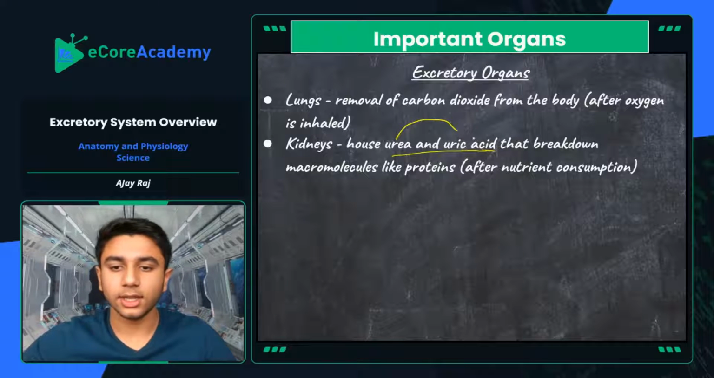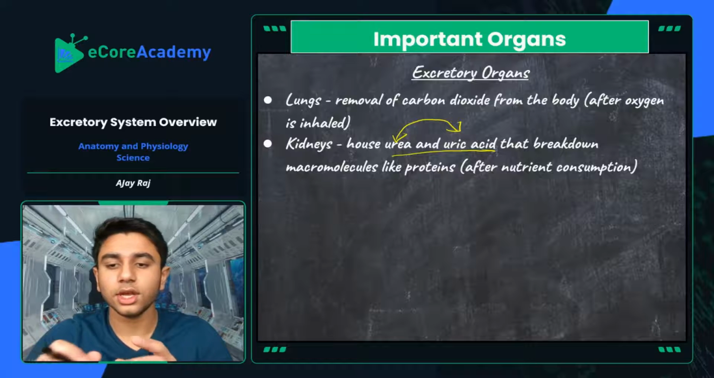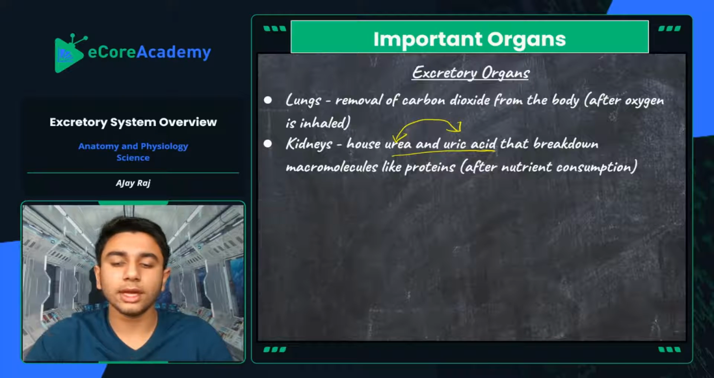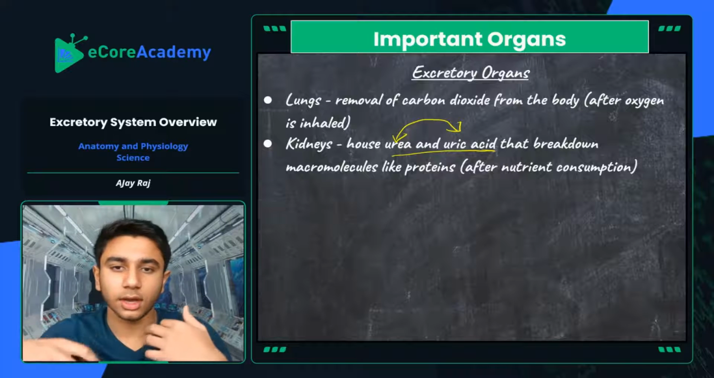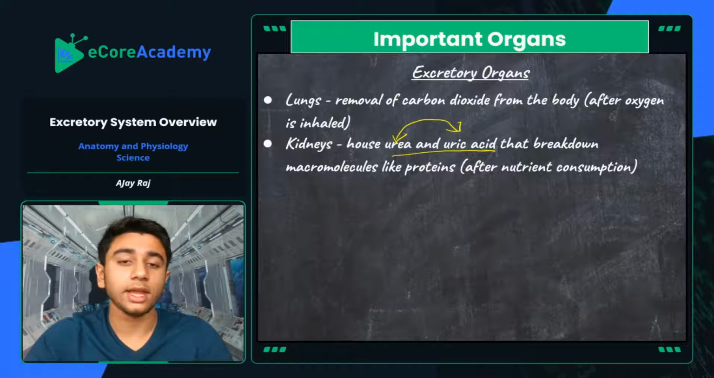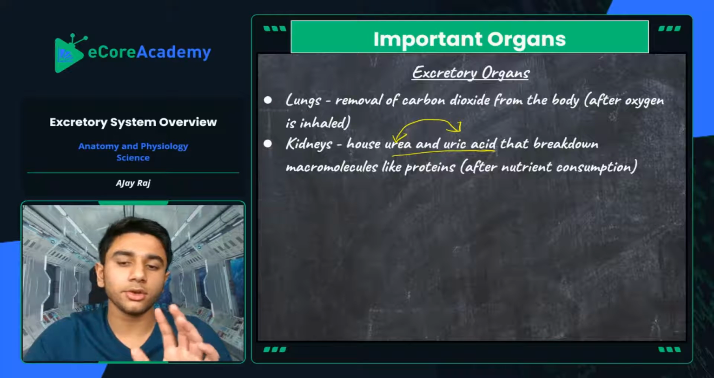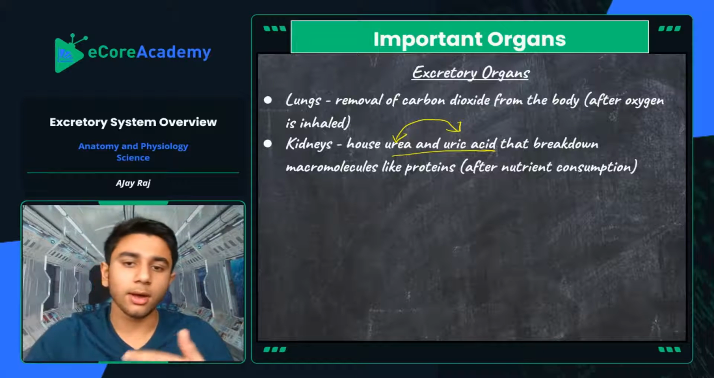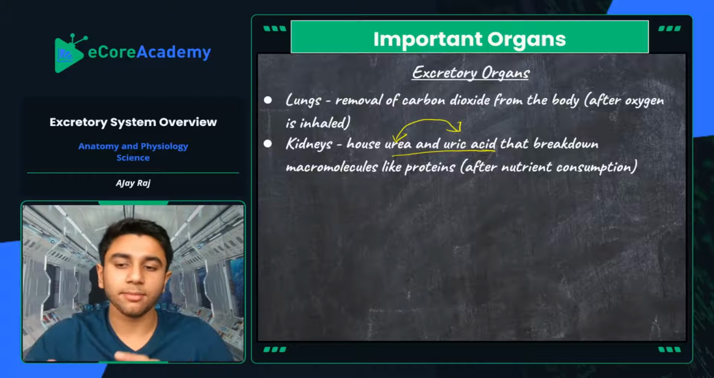Just going to highlight that. Urea and uric acid are intercorrelated; how exactly they work, I will explain in future videos for the excretory system. They break down macromolecules like proteins after nutrient consumption. Once you consume everything, it has a nutrition level. Anything other than water has nutrition levels, and they are coined under macromolecules such as carbs, proteins, amino acids, and lipids like fats. Essentially, urea and uric acid break it down within the kidneys themselves.